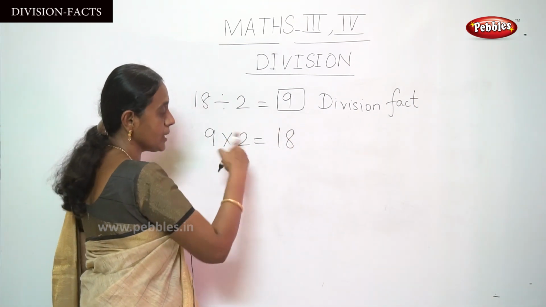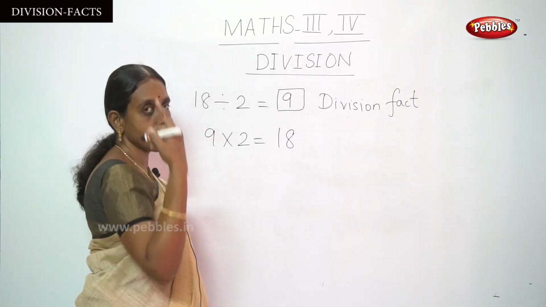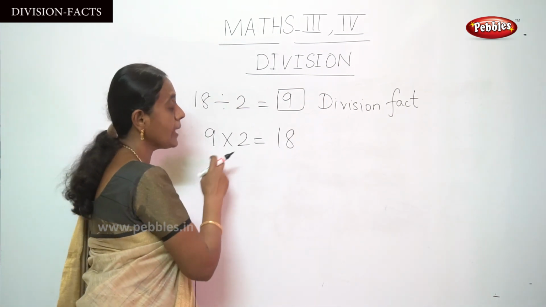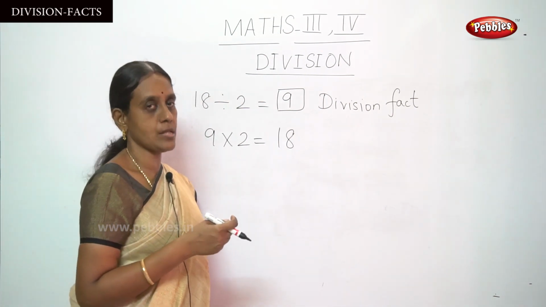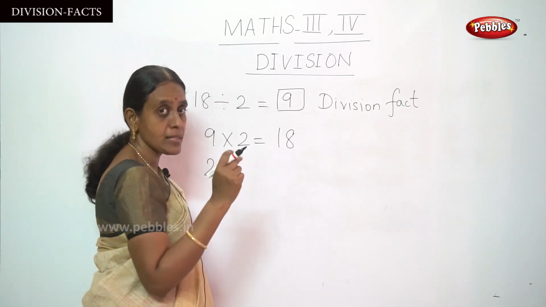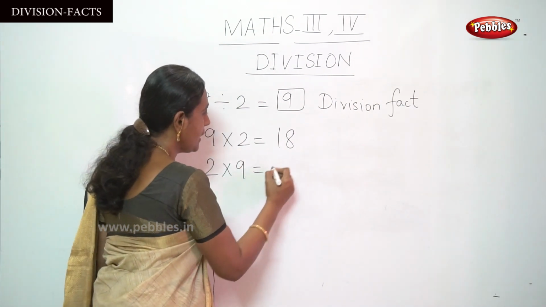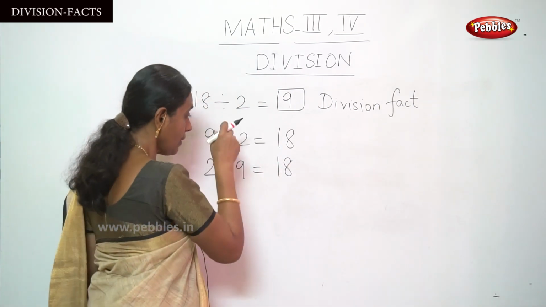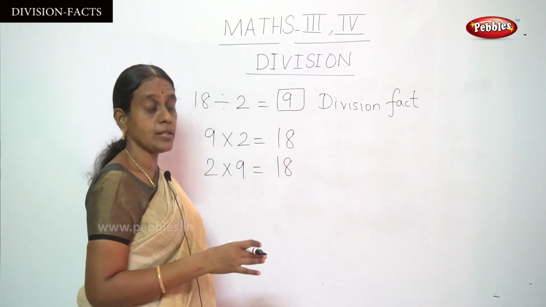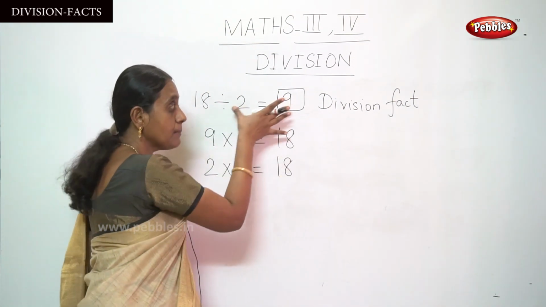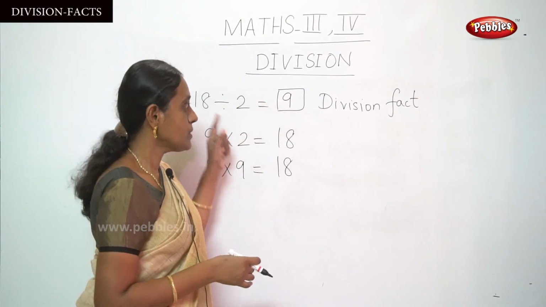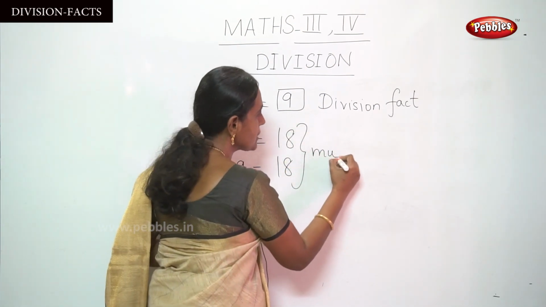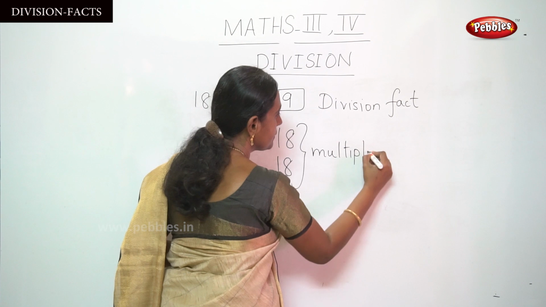And again change the multiplicand. In our multiplication video, we learned the terms in multiplication, and 9 and 2 are called multiplicands. So 2 into 9 equals 18. So we can write two multiplication facts from this division fact, and these are called multiplication facts.